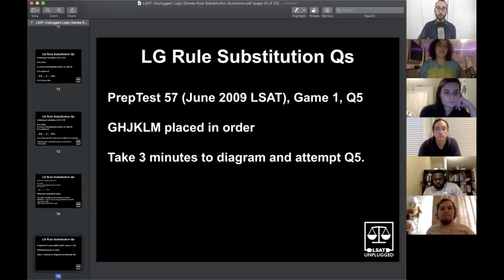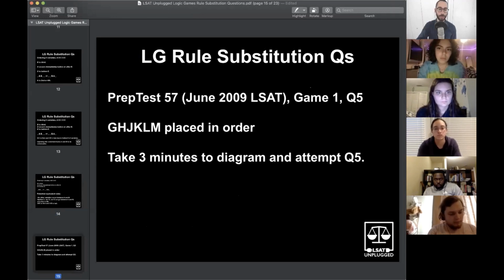So I thought it'd be cool to look at an example of a rule sub question. This is the first one that ever appeared: test 57, June 2009 LSAT, game 1, question 5. If you have access to that exam, please pull it up in your book or on Law Hub. It'll be the first game of that exam, question number 5. It's got these 6 variables being placed in order.